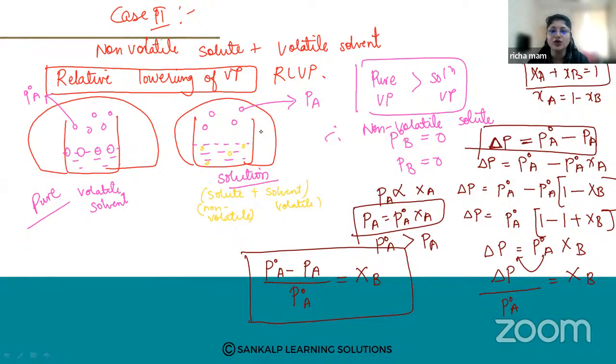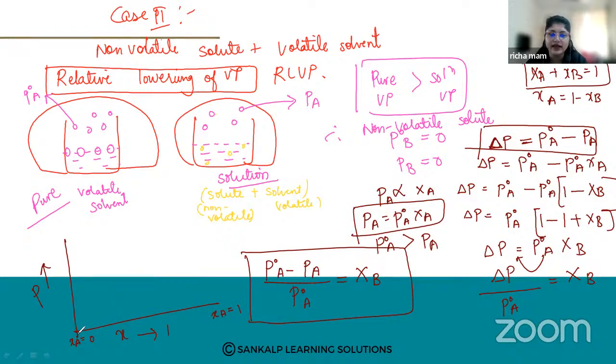So this is case 2, wherein we are seeing a non-volatile solute and a volatile solvent. Is it clear, students? So we will see a graph and then we will stop. How is the graph plotted? Pressure is taken here and mole fraction is taken here. This is psi equal to 0 and this will be psi of A equal to 1. Since the solute is non-volatile, we are not going to plot for it. We are only considering the volatile solvent, the partial pressure of A.